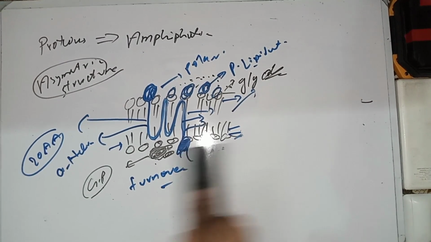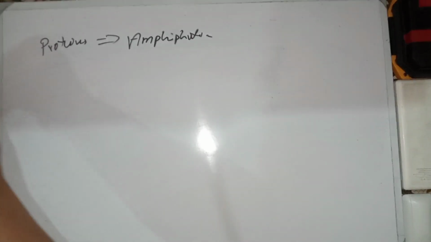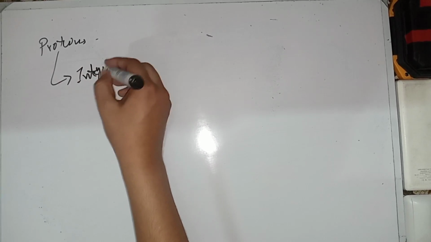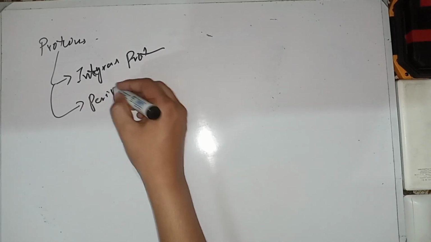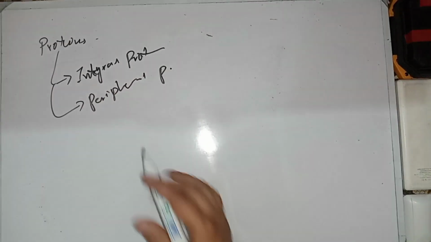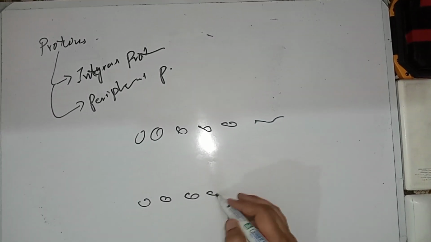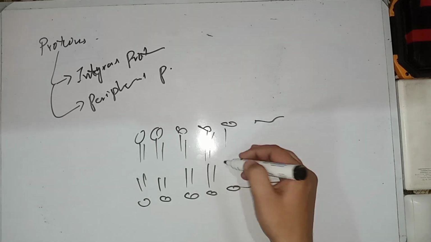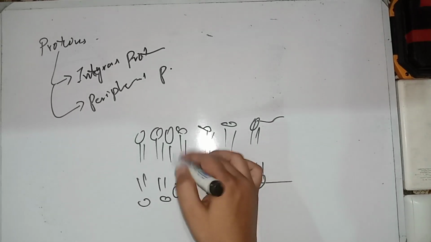Next, we discuss the types of proteins found in the cellular membrane. Proteins found in the cellular membrane are generally divided into two categories. One are integral proteins, and the other are peripheral proteins. So supposedly this is the cellular membrane here. I am drawing it just roughly here.